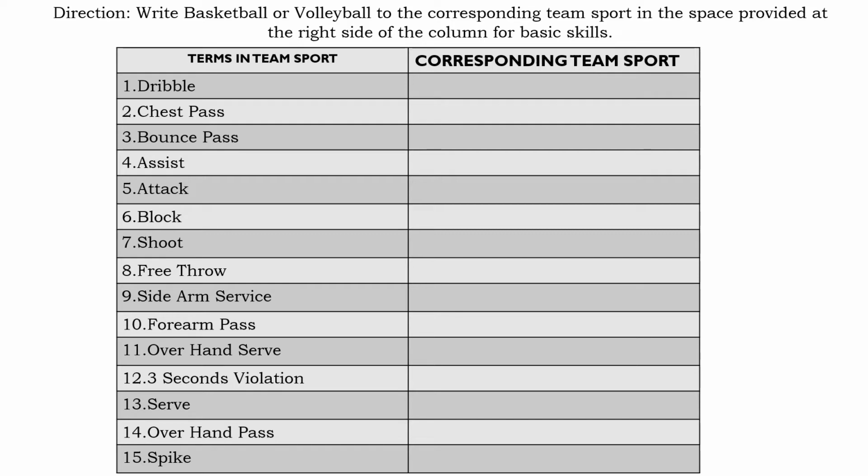Before we continue, let us have this pre-assessment activity. Write basketball or volleyball to the corresponding team sport in the space provided at the right side of the column for basic skills. So this is a 1 to 15 items pre-assessment.